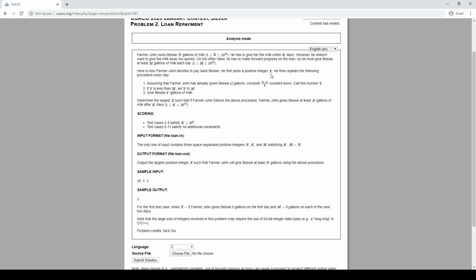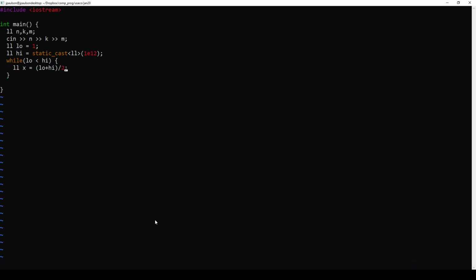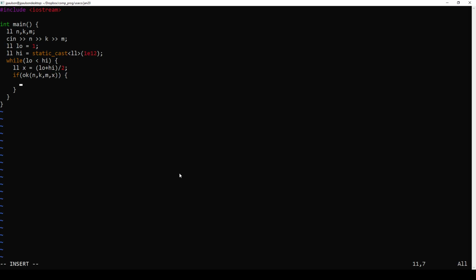Okay, well, so what is a maximum value for X? Obviously it has to be at least 1. Probably 10 to the 12 is fine. Yeah. Okay. We want the largest X. So if that's okay, largest X, otherwise high is X minus 1.